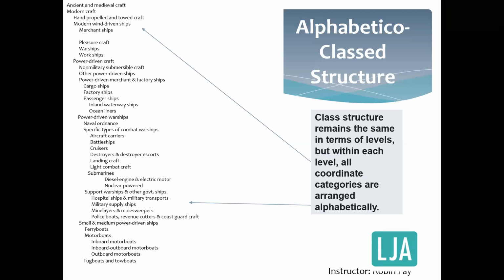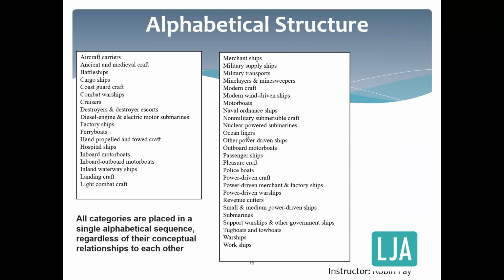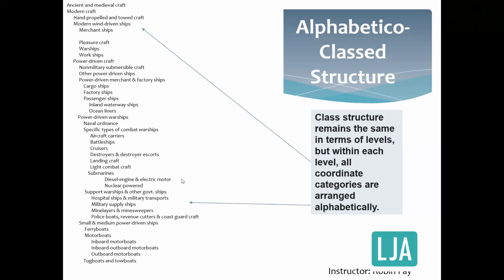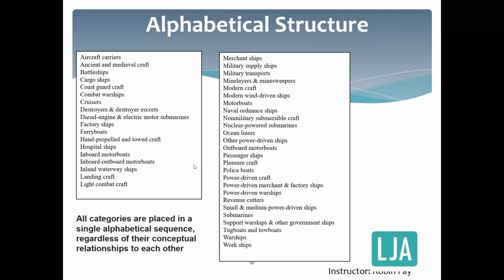So you have a little bit of hierarchy. The class structure stays the same on each level, meaning that power-driven warships and power-driven craft look like they're on the same level. Essentially the top categories are all equal and then everything falls below them. So there's not a master hierarchy with something at the top that's everything and then the categories underneath. Instead, you have things that are equal. All categories are placed in a single alphabetical sequence regardless of their conceptual relationships to each other. So there's not as much of a way to build relationships between things.